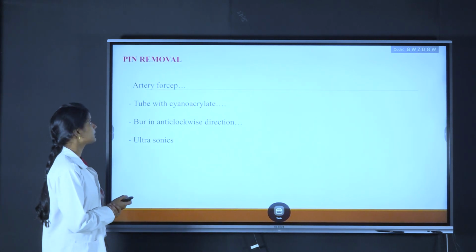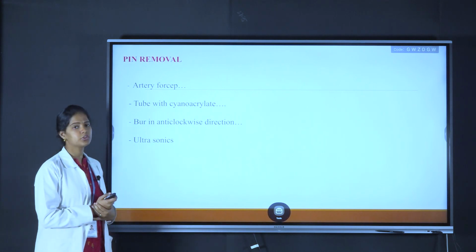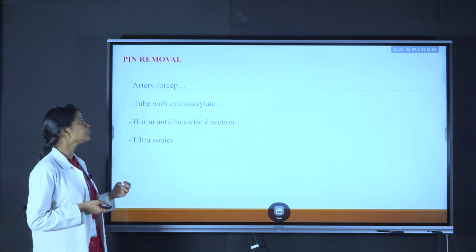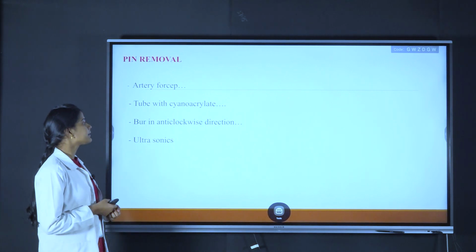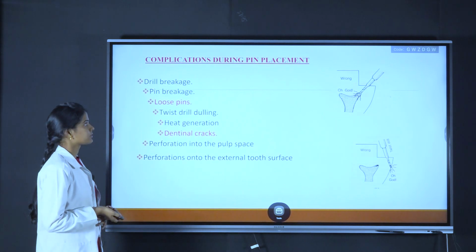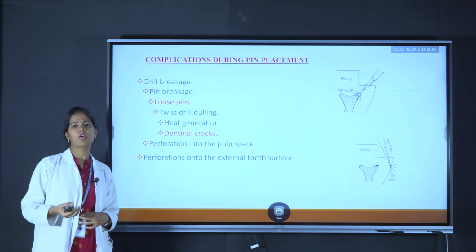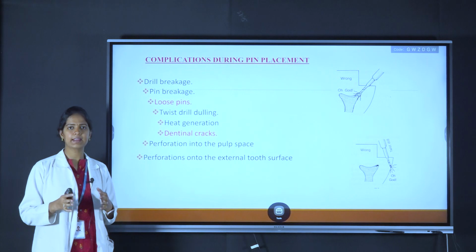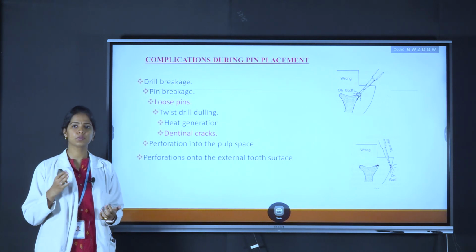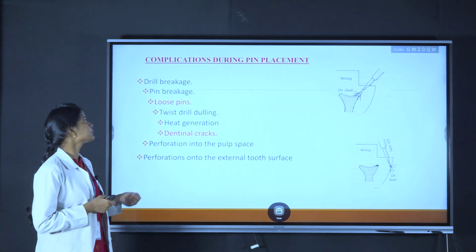In the case of a pin removal, usually you can use an artery forceps to remove a pin, or with the help of a tube with cyanoacrylate. A burr in anti-clockwise direction can be used, and also with the help of ultrasonics. So what are the complications of pin placement, what are all the anticipated complications that have to be kept in mind whenever we use a pin.